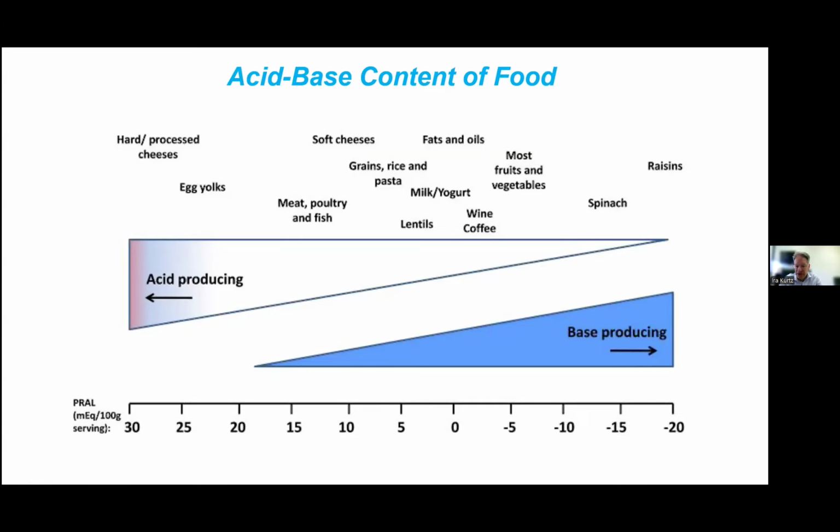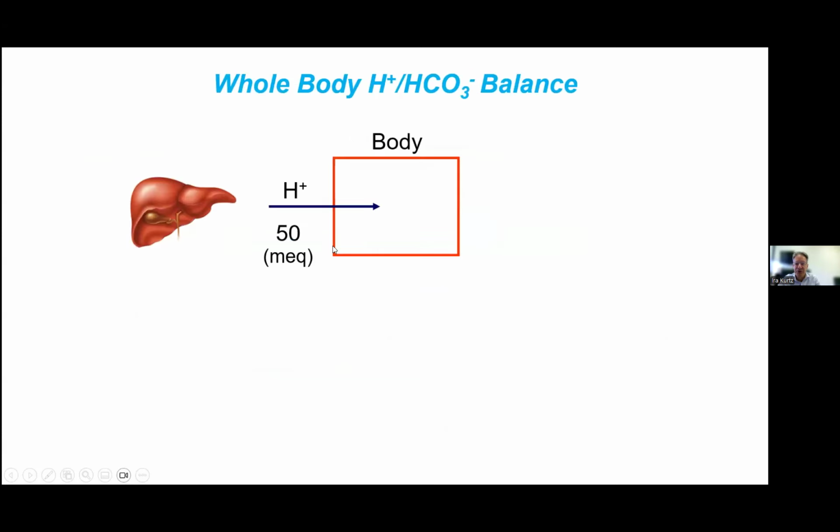You'd be making bicarbonate, and all the kidney has to do is dump the bicarbonate. But in an average North American diet, you tend to be on the acid producing side, around 50 milliequivalents a day. And it's the liver pumping it into the body. So how do we prevent ourselves from having a metabolic acidosis?